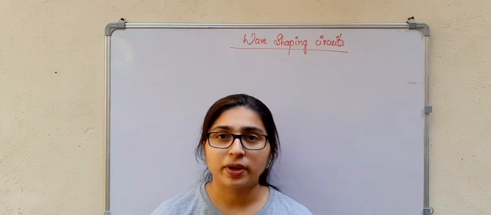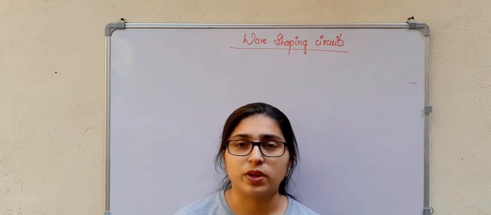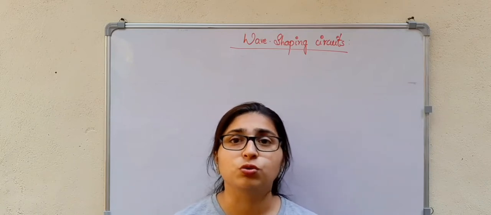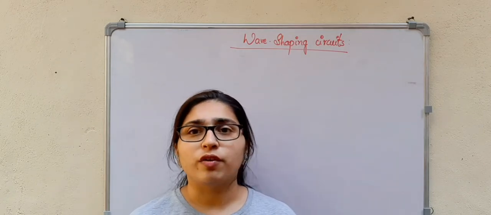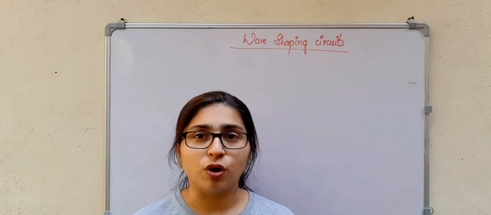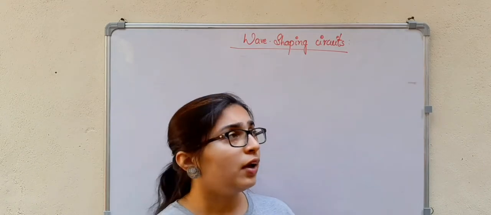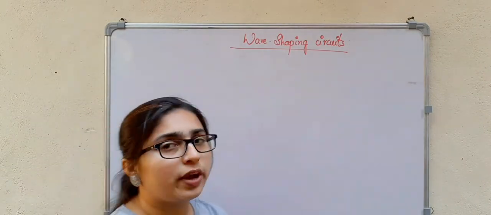In this video I will explain the wave shaping circuits. You know that a signal is also called a wave, and we have different types of signals like triangular, sawtooth, square, and sinusoidal. These are called waveforms: sinusoidal waveform, triangular waveform, square waveform, sawtooth waveform. Now, what is this wave shaping?